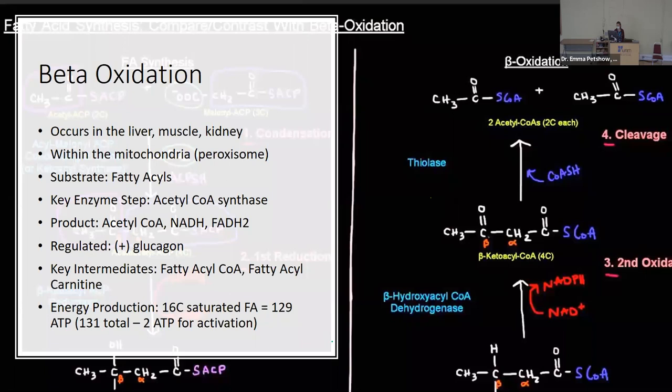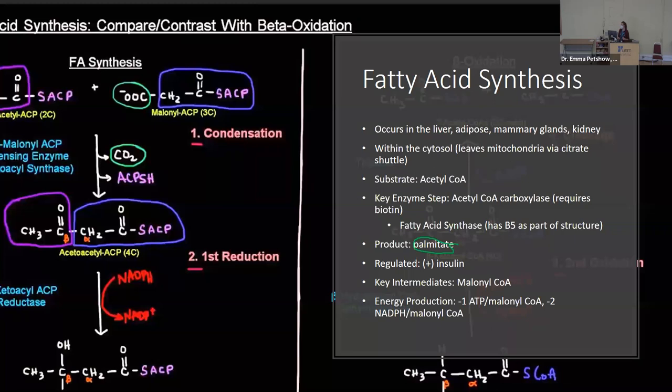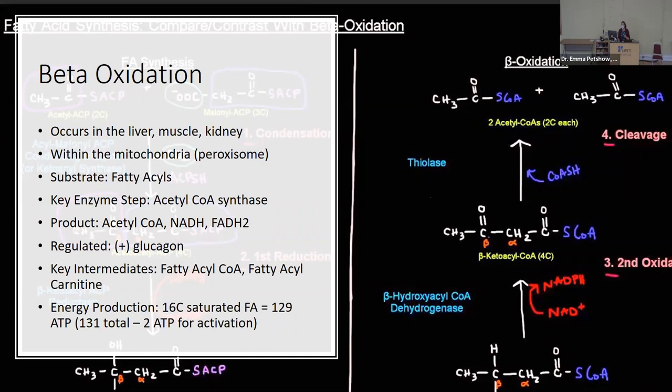So then beta oxidation. Think about everything I just said and we're going to reverse it, okay? But it's not quite exactly that easy. It doesn't reverse completely the same way. But beta oxidation is going to occur primarily in liver, muscle, kidney. It happens within the mitochondria. So whereas previously we were in the cytosol for fatty acid synthesis because we were shunted out of the mitochondria, for beta oxidation, for breakdown, we're going to be occurring within the mitochondria, specifically in a peroxisome.